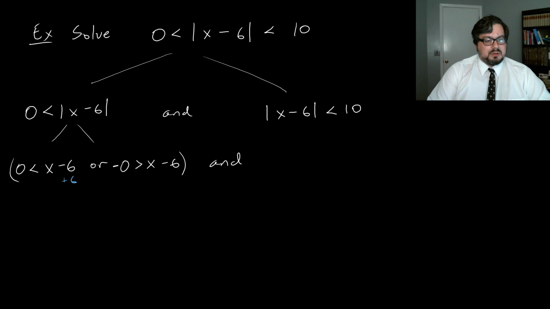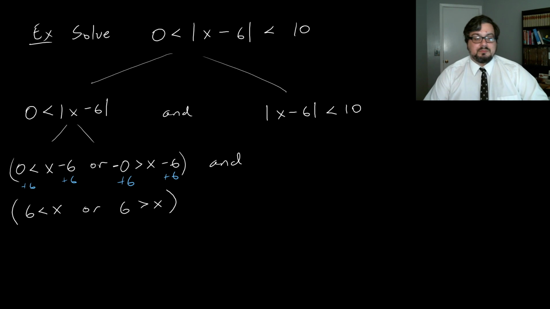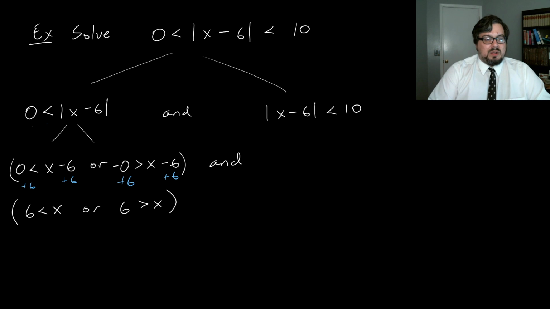Finishing this up, we can add 6 to both sides in both of our inequalities actually, and get 6 is less than x, or 6 is greater than x. Or in other words, x is greater than 6 or x is less than 6. This has an interpretation. This actually makes sense based on the inequality that we had up here.